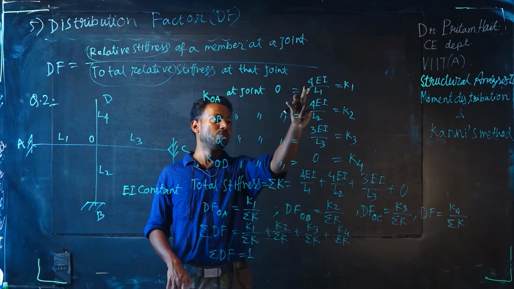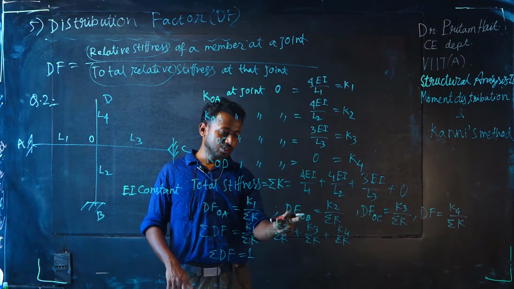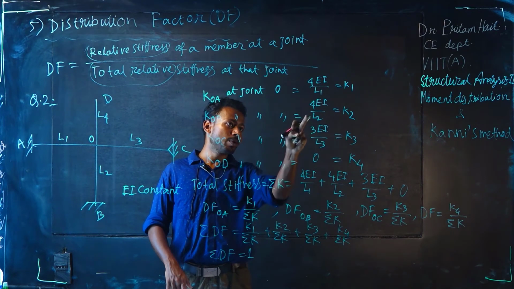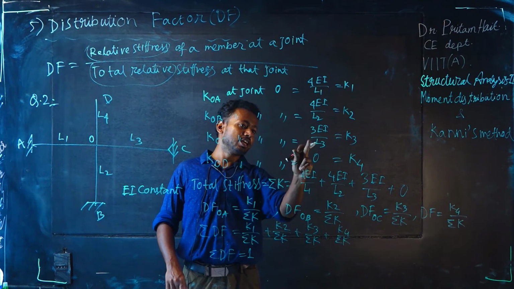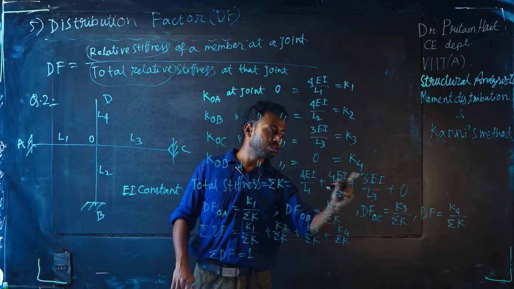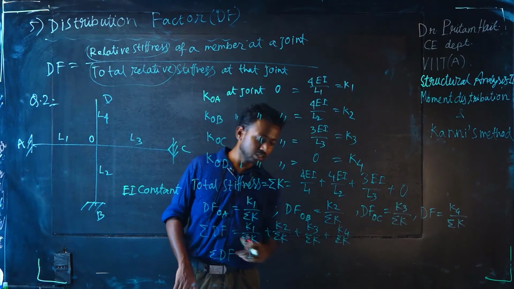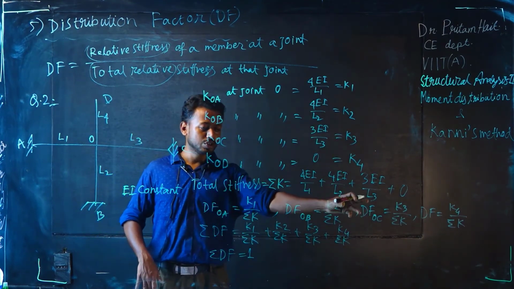That means 4EI by L1 divided by sum of K. In case of OB, 4EI by L2 divided by sum of K. In case of OC, 3EI by L3 by sum of K, and this is 0 by sum of K. So this is the distribution factor of each individual member.